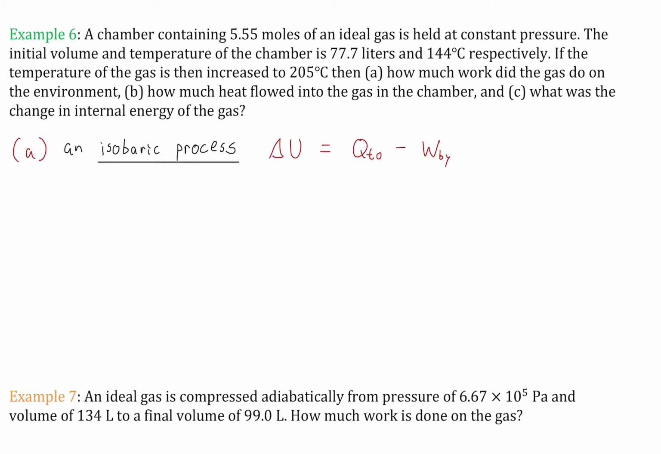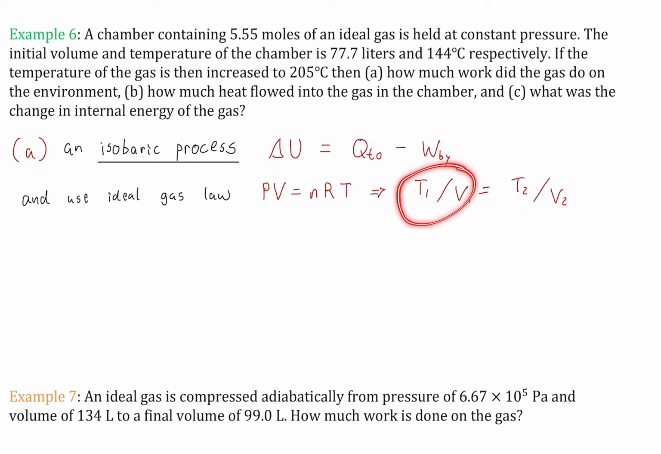All right, so it's an isobaric process, thus there's going to be our expression. We're going to use the ideal gas law to get started. PV equals nRT. Since n and R are constants, the ratio of T over V must be a constant. So going from the first point to the second point, the ratios have to be equal to each other.